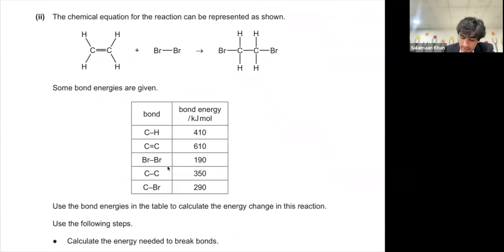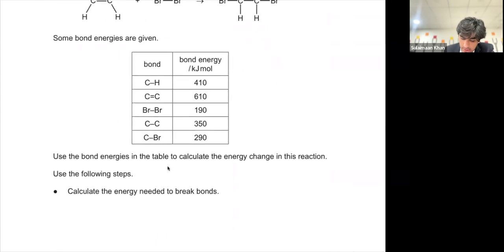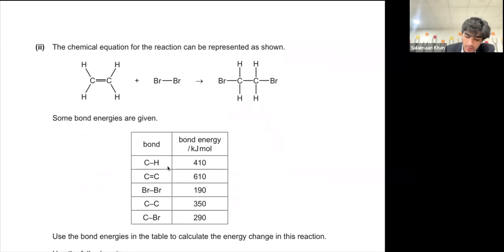Shall I go ahead? Use the bond energies in the table to calculate the energy change in this reaction. Use the following step. Okay, again, what's going to happen. And here I will also teach you a shortcut. You will only apply this shortcut in the MCQs paper. You cannot apply it in the theory paper because it's not the real concept. It's just a shortcut. But first, let's look at the concept.